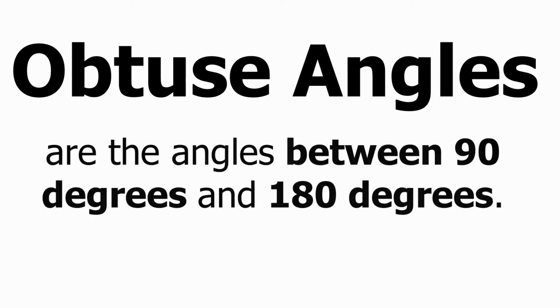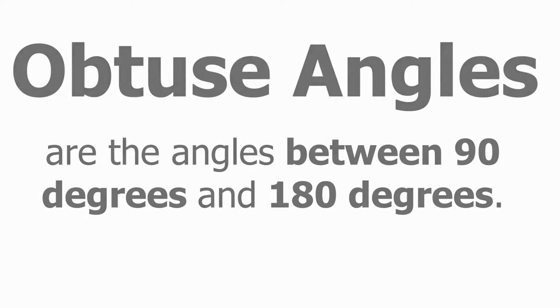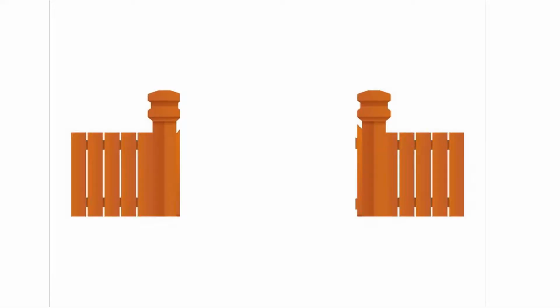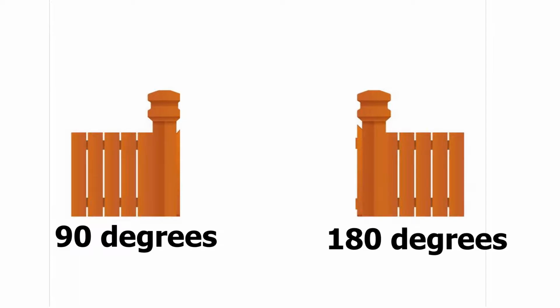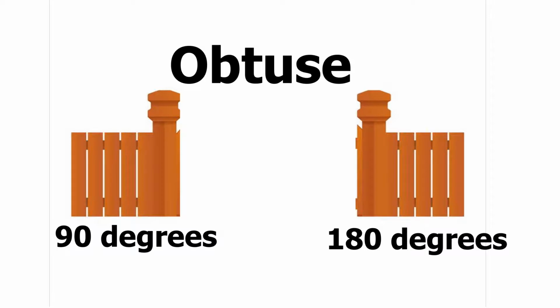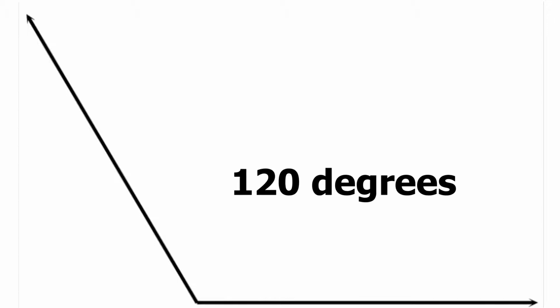Obtuse angles are the angles between 90 degrees and 180 degrees. Those are obtuse angles. Let's use our gate imagination. One side is 90 degrees. The other side is 180 degrees. That space in between 90 and 180 are the obtuse angles. Example, we have this angle here. It is 120 degrees. This is an obtuse angle.